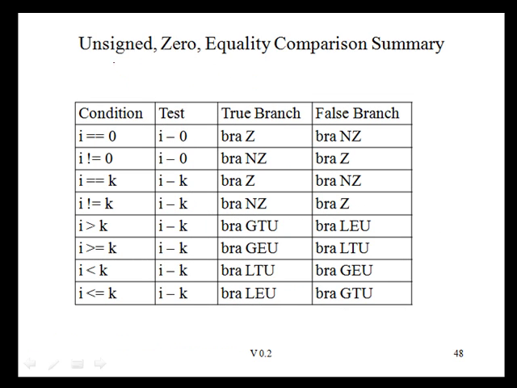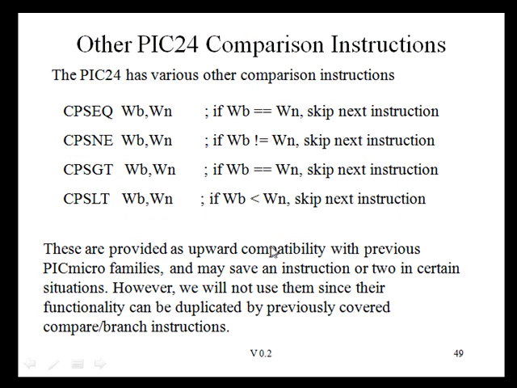So this slide reviews all the various comparisons that we have done, and it reviews both the true branch conditions and false branch conditions for those, and shows the branch statements that you should use for all of these conditions, as well as the subtractions that you should perform in doing these comparisons. The PIC24 has various other compare instructions such as these. We're not going to use these because their functionality can be duplicated by the previously covered compare and branch instructions.